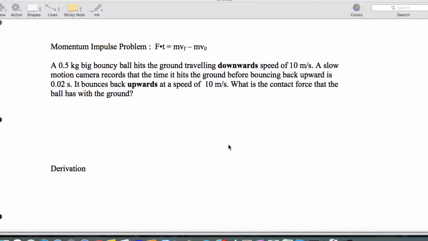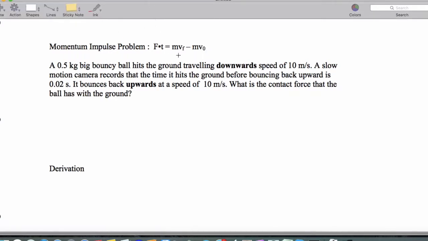All right, so we have a big bouncy ball hitting the ground, traveling downwards, and then it bounces back upwards, and we want to know the contact force of the ball hitting the ground. This is a classic impulse momentum problem.